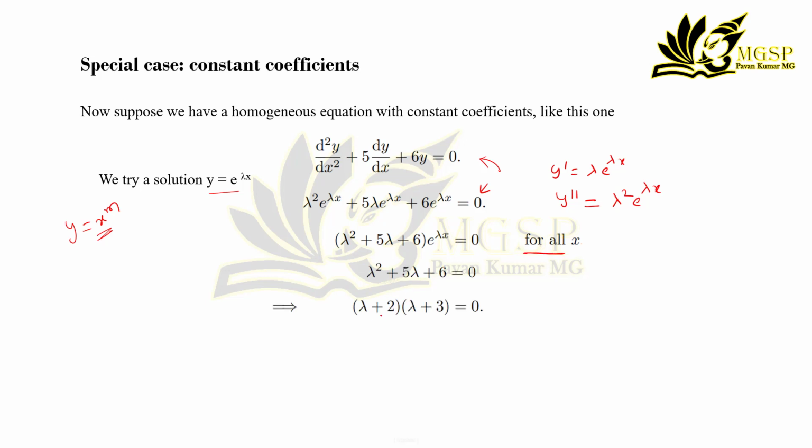Now finding the roots, we will be getting lambda is equal to minus 2 and lambda is equal to minus 3. So this is the general solution of the equation: y is equal to c1 e power minus 2x plus c2 e power minus 3x.